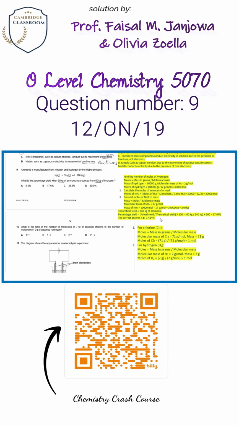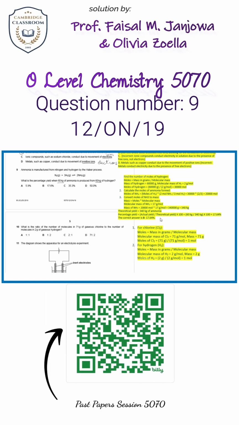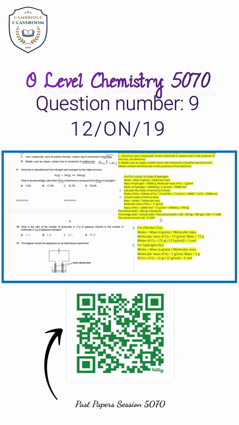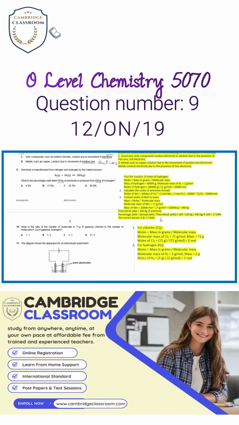3. Convert moles of NH3 to mass. Mass = moles × molecular mass. Molecular mass of NH3 is 17 g/mole. Mass of NH3 = 2,000 moles × 17 g/mole = 34,000 g = 340 kg. Theoretical yield is 340 kg of ammonia.